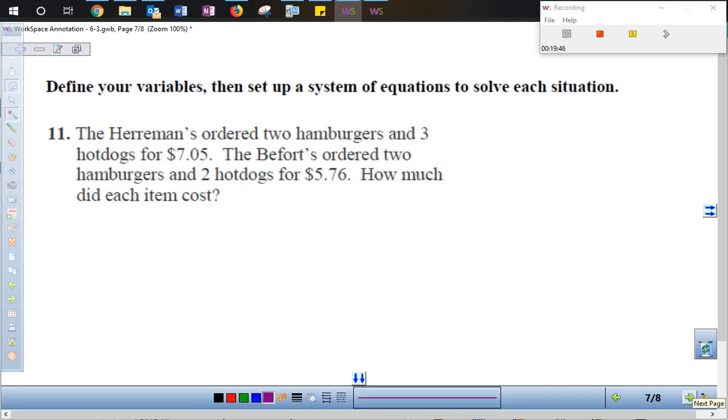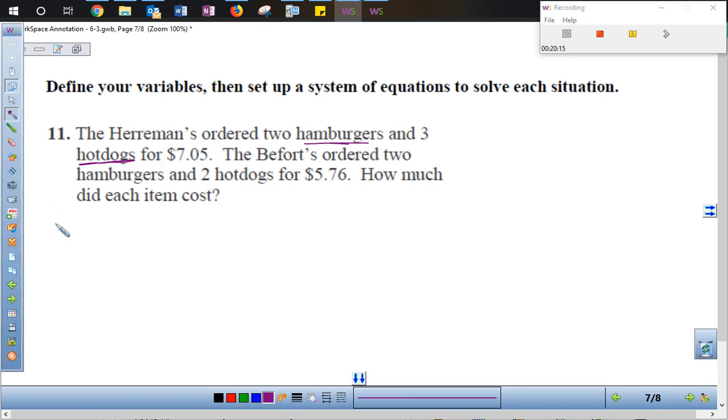Alright, on number 11, it says the Harrimans ordered 2 hamburgers and 3 hot dogs for $7.05. The Befforts ordered 2 hamburgers and 2 hot dogs for $5.76. How much did each item cost? Well, we first have to figure out what we don't know, and they want to know how much did each item cost. Well, what items are we talking about? We're talking about hamburgers and hot dogs. I don't know how much they each cost, so that's going to be what I need to define.